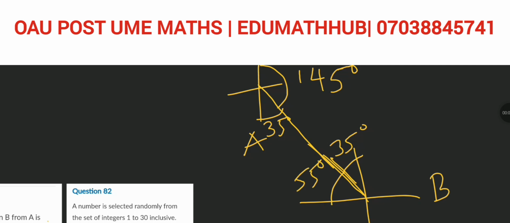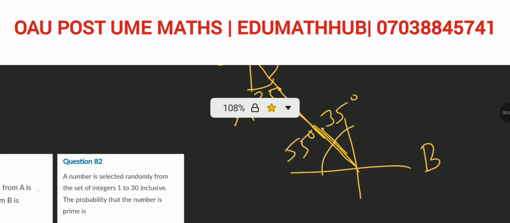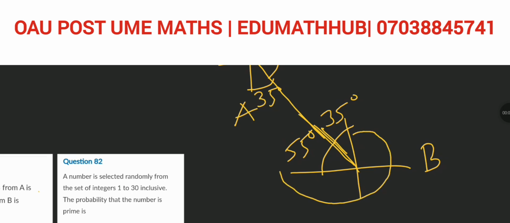And the question says you find the bearing of A from B. So we're looking at A now, starting from B. So you have to move like this. Move in this direction and calculate all the angles you will see. Add all the angles you're going to see on the way.